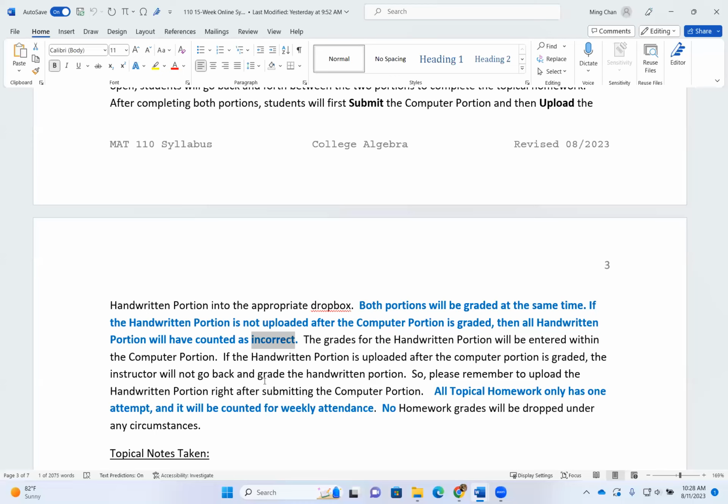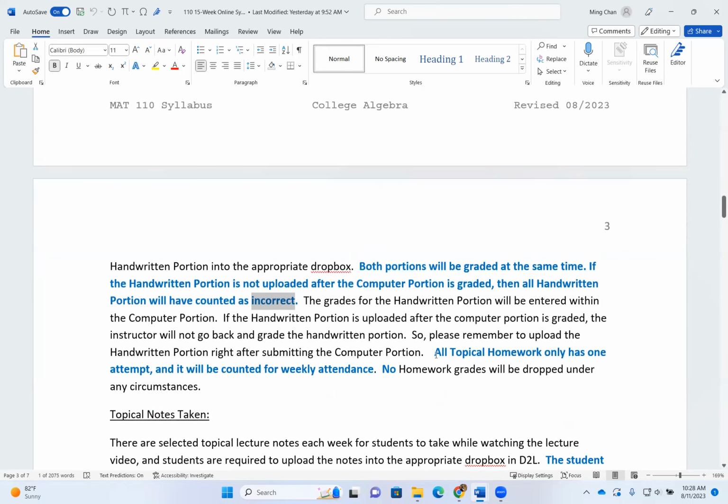Okay, a lot of students want to satisfy the attendance requirement by submitting the computer portion ahead of time and then wait 2 weeks to upload the handwritten portion. Well, that's not really satisfying the attendance requirement, because you're still not doing part of your homework on time. All right, so please remember to upload the handwritten portion right after you submit the computer portion. Again, if you're not ready to submit both, then just leave it and make it up as soon as you can.